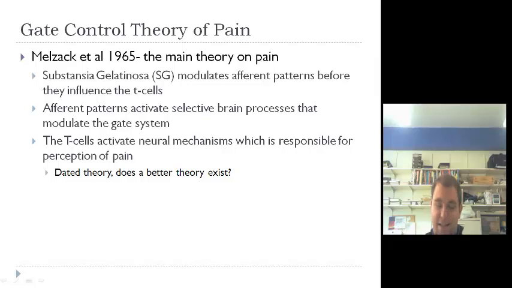I think almost everybody that's gone for the 630 presentations has spoken about Melzack and this theory. The substantia gelatinosa modulates afferent patterns before they influence T cells. Afferent patterns activate selective brain processes that modulate a gate-like system. T cells activate neural mechanisms which are responsible for perception of pain. This is a pretty dated theory.